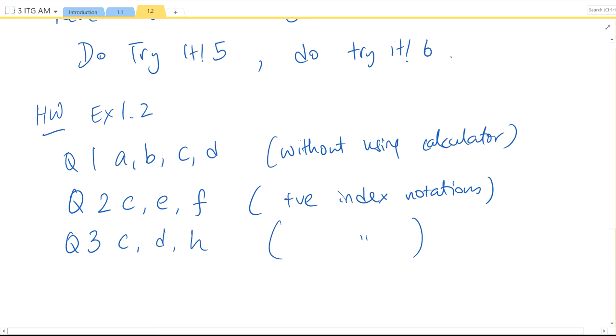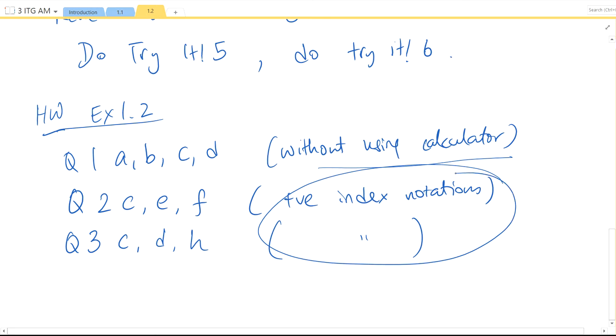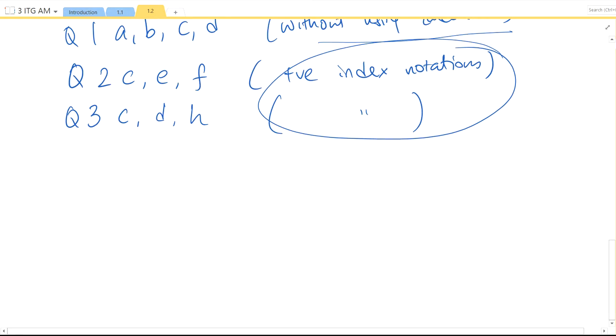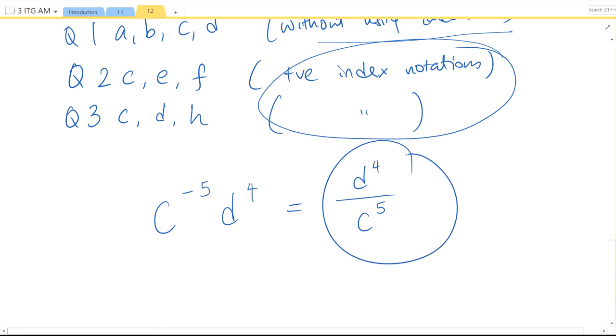These are your homework questions for exercise 1.2. Take note, for question 1, it is to be done without using a calculator. For question 2 and question 3, you are supposed to be using positive index notations, which means none of the powers are going to be negative. All of them must be positive. So for example, if we end up with an answer such as c to the power of negative 5 d to the power of 4, we will need to simplify. We will need to rewrite this as d to the power of 4 over c to the power of 5. These are positive index notations.